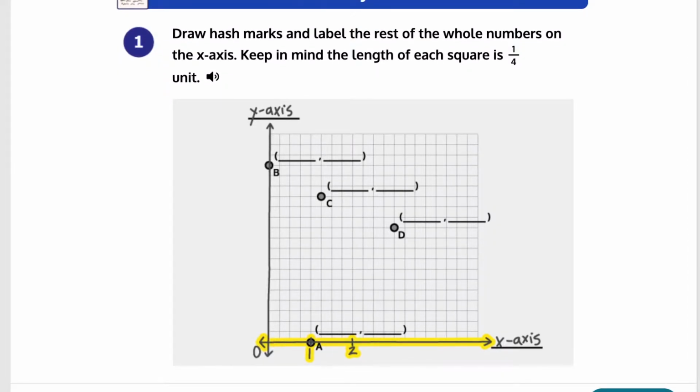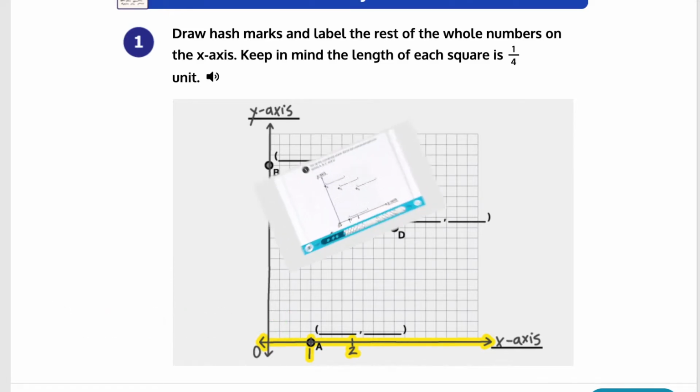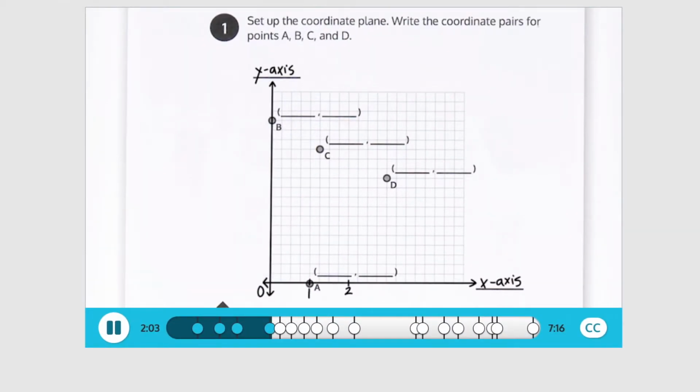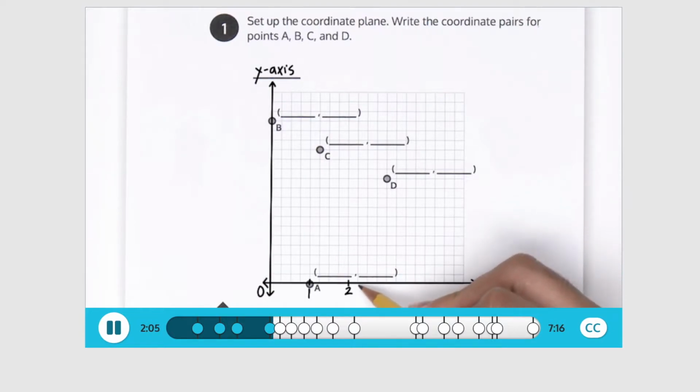So pause the video to label your x-axis with whole numbers. Remember that each unit is counting by fourths. So you're going to want to count 1/4, 2/4. Remember, that's the same as 1/2, 3/4, and then the whole. Go ahead and continue labeling your x-axis. Pause the video if you need to. I'll label the rest of the whole numbers on the x-axis like this.